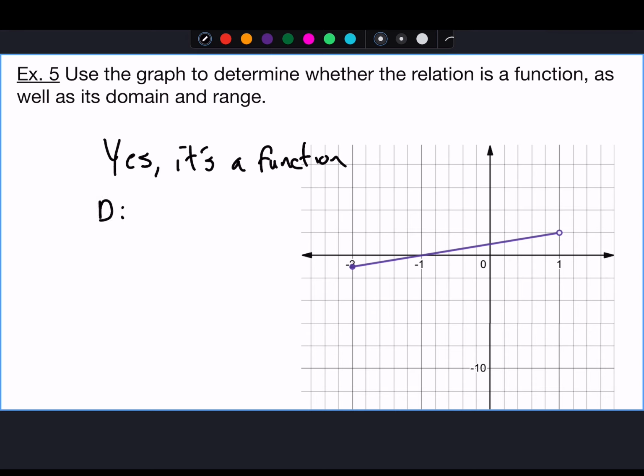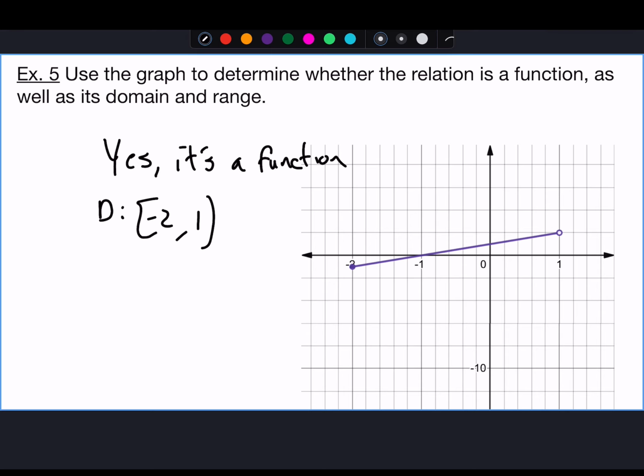What about our domain? What are our possible x values? That's left or right. So the farthest left we can go is -2. And -2 is included. Notice that we have a filled in circle there. And it goes all the way to the right to 1. Is 1 included? It's not, because there's an open circle, so we use parentheses.